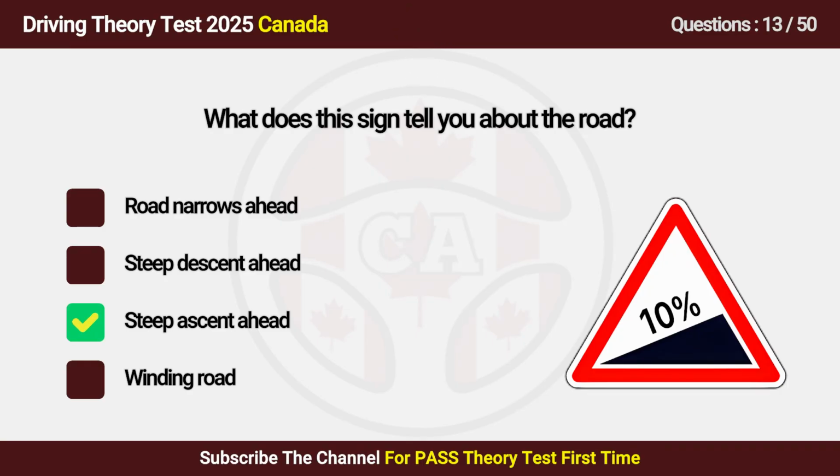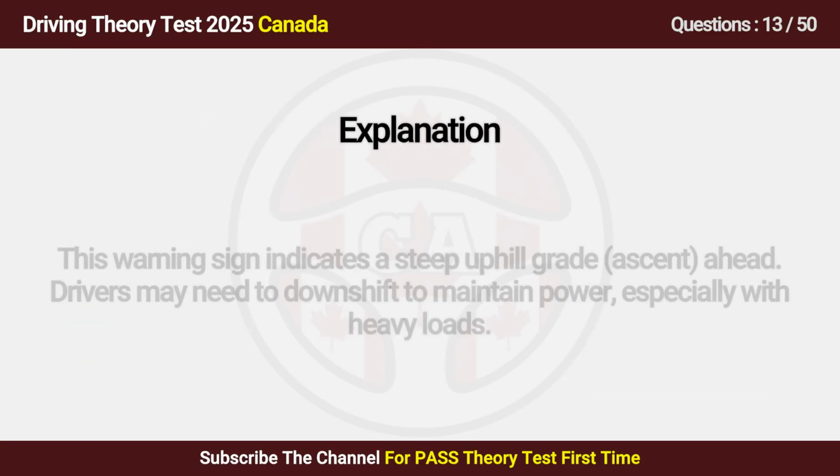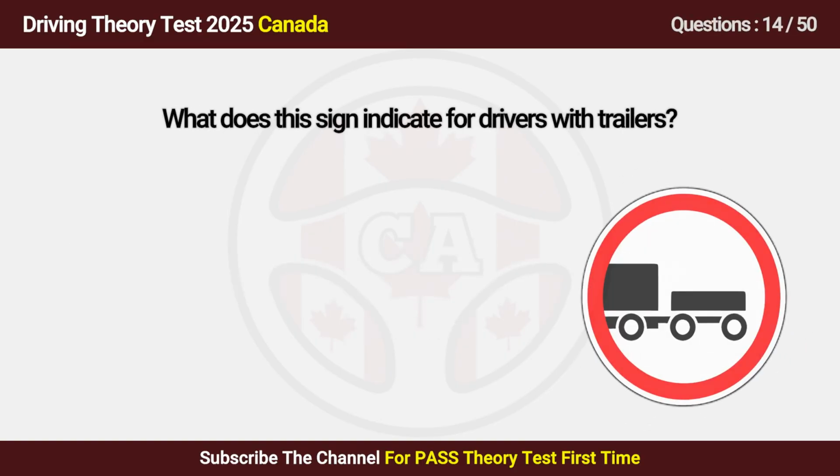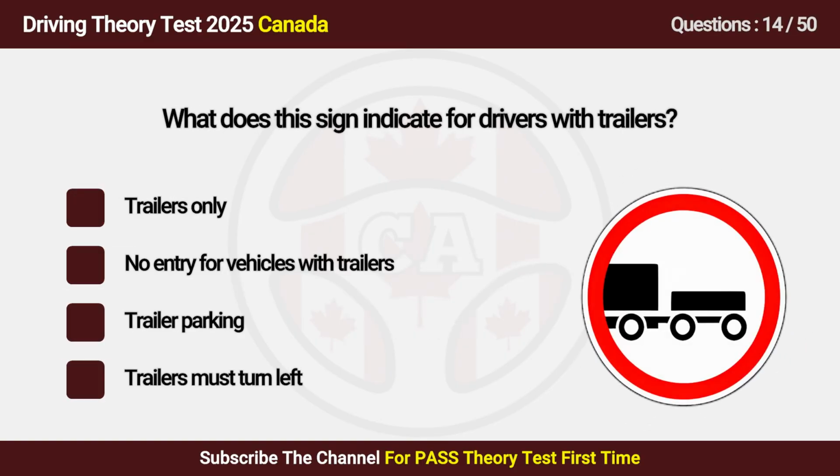Answer is C. Steep ascent ahead. This warning sign indicates a steep uphill grade ascent ahead. Drivers may need to downshift to maintain power, especially with heavy loads. Question 14. What does this sign indicate for drivers with trailers?